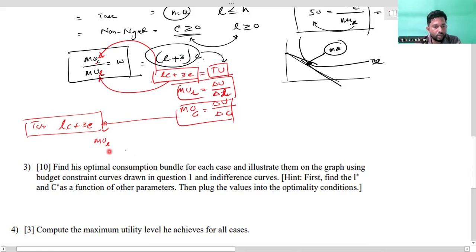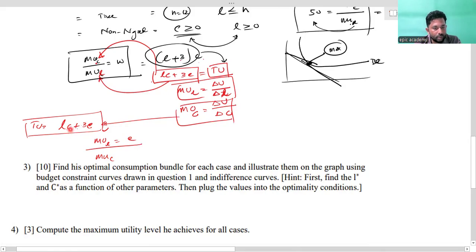MUL. Yeah, MUL, the marginal utility of L, derived from the total utility function subject to L. Right, that is what you can identify in here. Only C, isn't it? Only C. But consider about MUC.